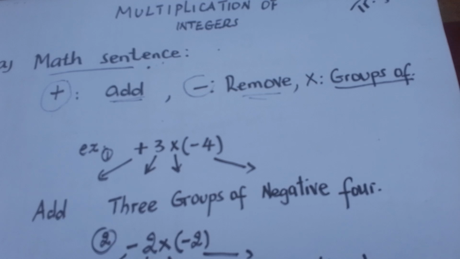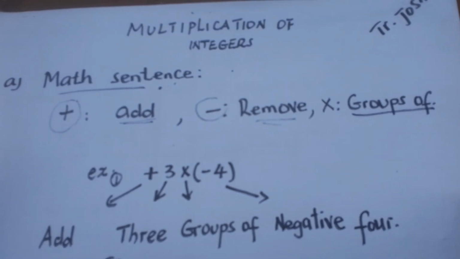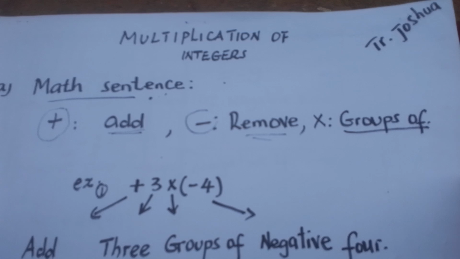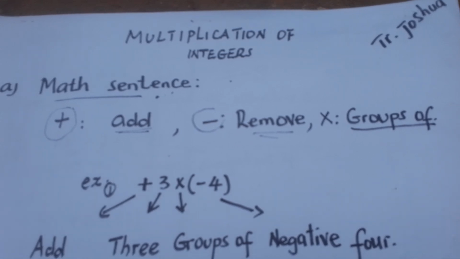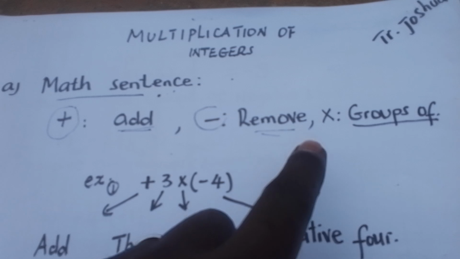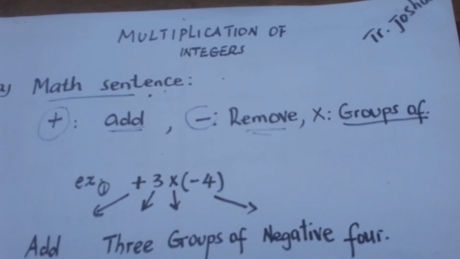The lesson of today is about multiplication of integers. Before doing multiplication of integers, you have first to formulate the math sentence. To formulate the math sentence, we use: positive stands for add, negative stands for remove, and times stands for groups of. Example, if I have positive 3 times negative 4, the math sentence will be add 3 groups of negative 4.